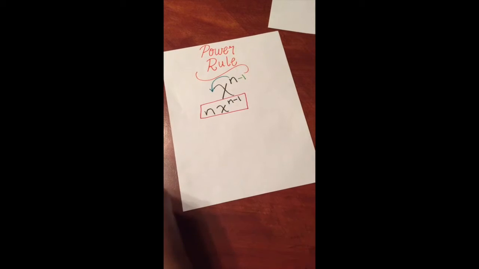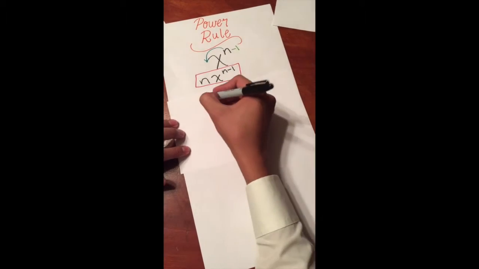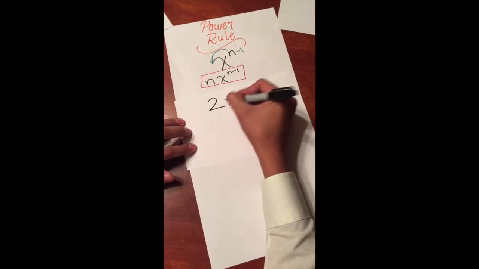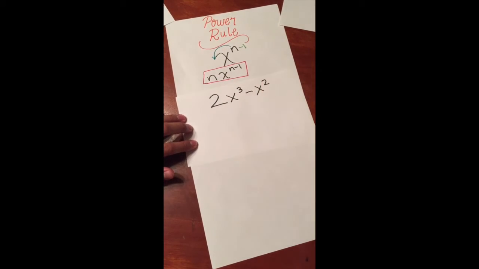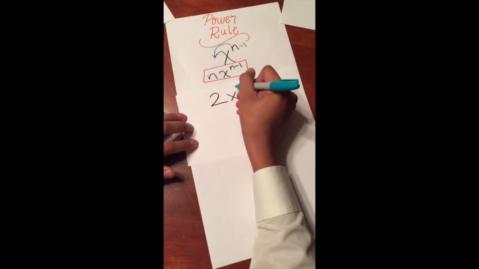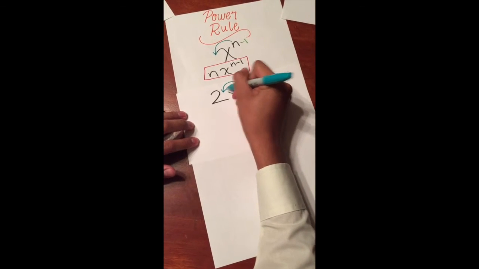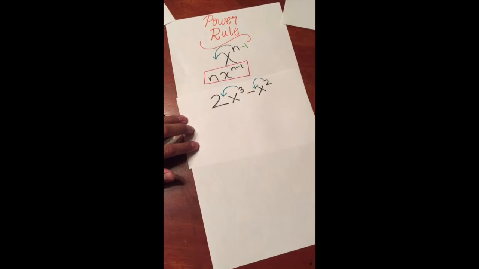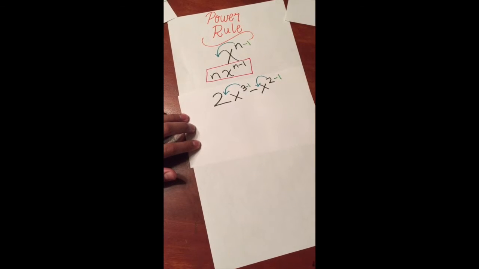So now we're going to apply this to an actual problem. We want to find the derivative of 2x cubed minus x squared. So our first step again is to move our exponent to the front of our variable. Then we want to subtract 1 from each of our exponents and then solve.